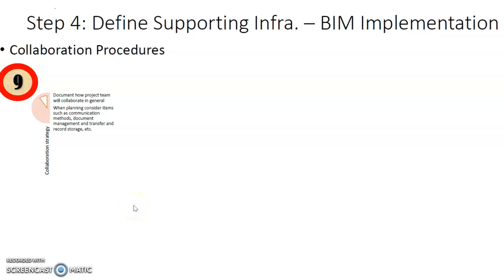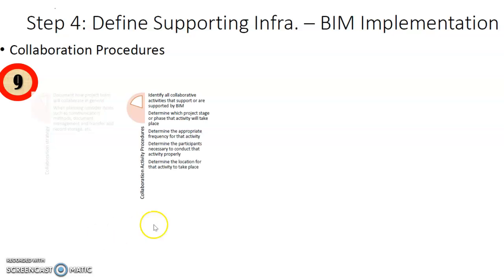There will also be a need to put in the procedures for the collaboration between so many different parties or stakeholders throughout the different phases of the project. And everything comes down to this collaboration strategy, where you document how the project team will collaborate in general. When planning, we consider items such as communication methods, document management and transfer, record storage and all that. And then you also put into your documents the collaboration activity procedures.